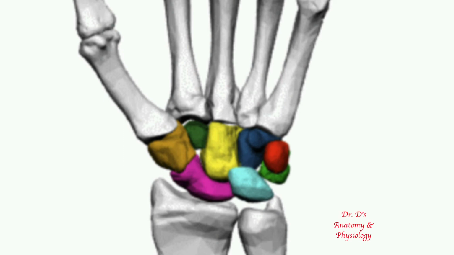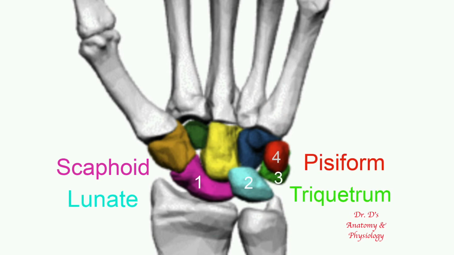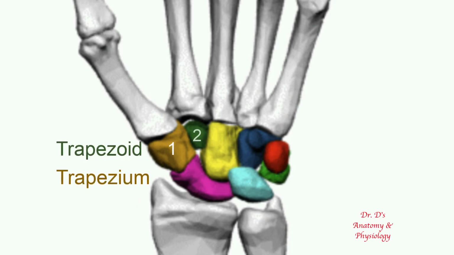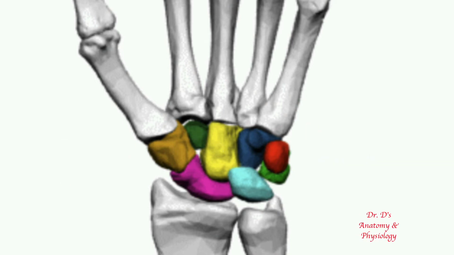Here is an anterior view of the carpus. Reviewing all 8 carpal bones, in the proximal row there is the scaphoid, lunate, triquetrum, pisiform. In the distal row there is the trapezium, trapezoid, capitate, and hamate. Let's end this video by looking at how you can remember the names of these carpal bones.